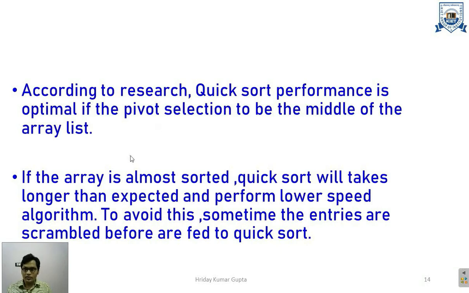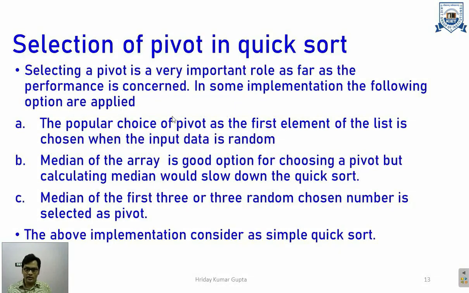According to the research, quicksort performance is optimal if the pivot selection is the middle of the array list, right? At the time of analysis of quicksort, we generally use the middle of the array list as the pivot element. We will discuss that later at the time of analysis, but right now, what are the different implementations? First one is a popular choice: the first element of the list is chosen as the pivot when the input data is random. As we did earlier, we chose the first element of the list as the pivot element, right?